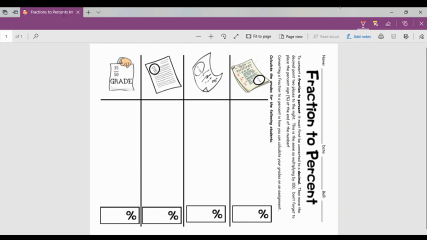So, whenever we're converting fractions into percentages, I want you to think about it as calculating your grade on an assessment or an assignment. So, here we have some different grades that we're going to convert to a percentage. Looking at this first one, it has 35 over 50. So, the first thing we need to do is convert it to a decimal.